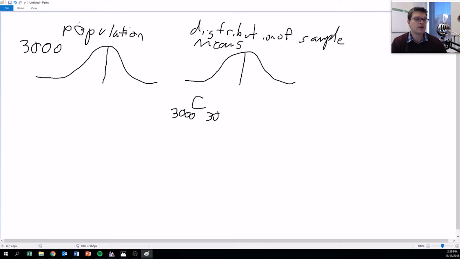When you have the distribution of the population, you can take individual observations and compare individual observations to the population. But you can't compare samples to a population. You can only compare individual observations to a population. And then for the distribution of the sample means, you can compare samples to the distribution of the sample means. So hopefully that clears things up a little bit.